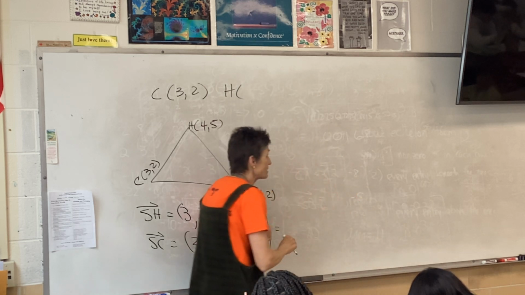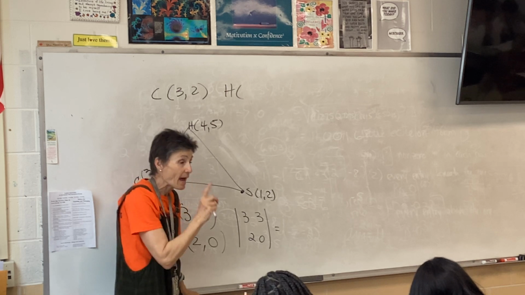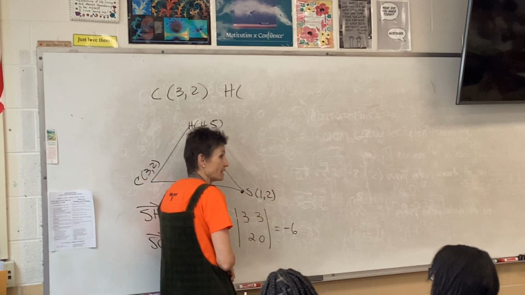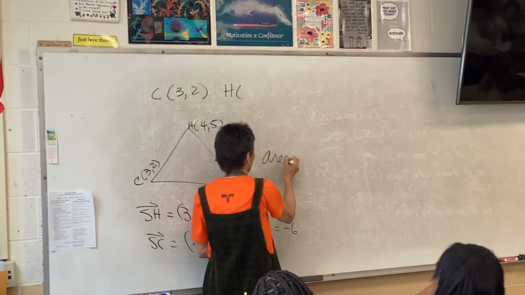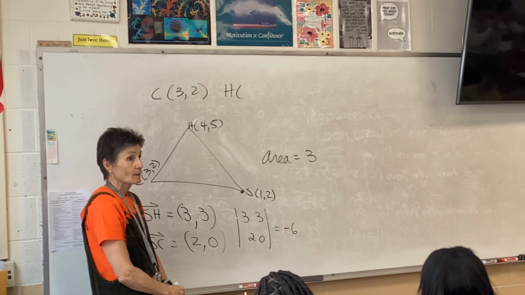And then here is the part you have to remember. It's half of that. So the value of this determinant is -6, so the area of the triangle will actually be 3. Okay?